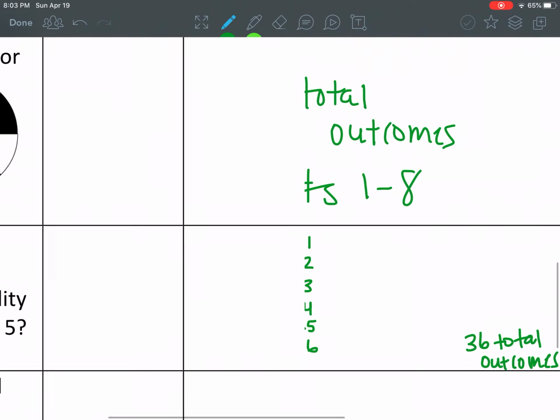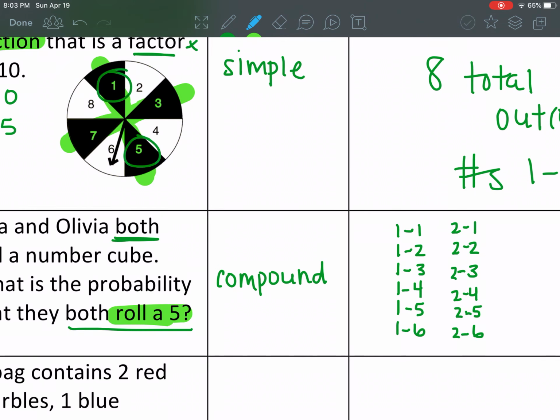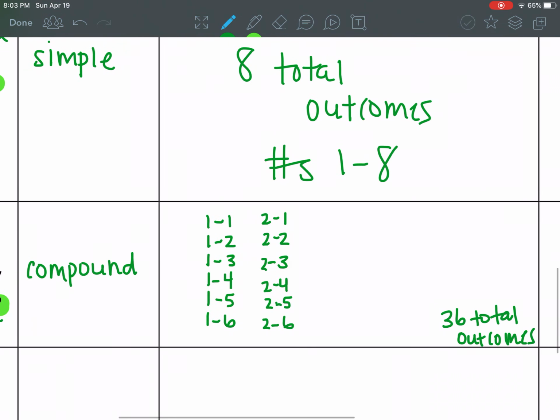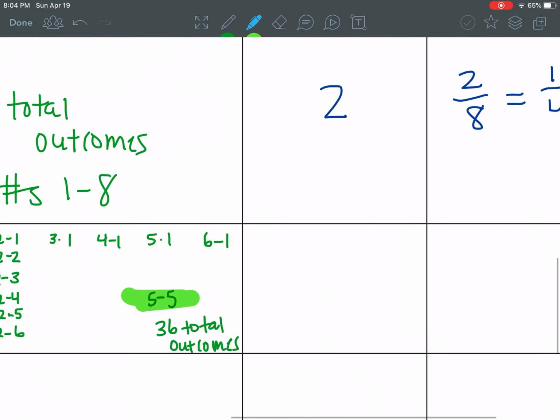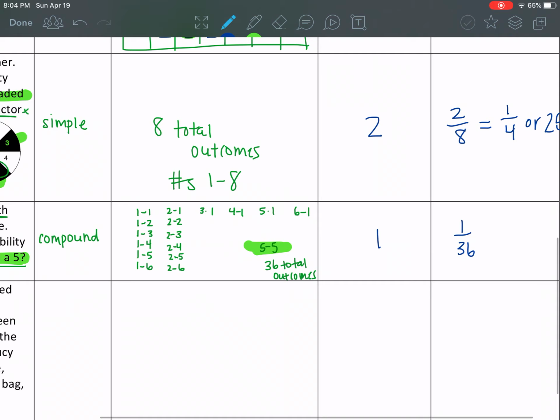So, we are looking for both rolling a 5. Well, in this, if we continued this list and did all the 3s, all the 4s, all the 5s, and all the 6s, there would only be one favorable outcome that would have 5, 5 in it. Okay? Notice I didn't continue all 36 of those outcomes. So there would be one favorable outcome, and that is out of 36, okay? Next week, I'm going to show you how to find this a different way so that we don't have to list out all 36 outcomes. That takes a lot of time.